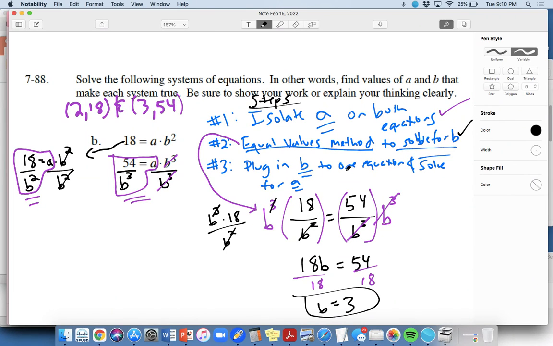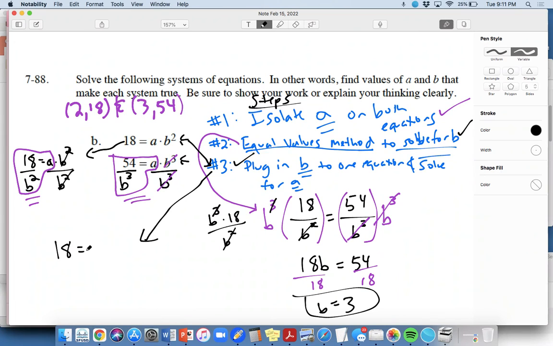Now I need to plug in b to one equation and solve for a. Well, I could do that either on the top equation or on the bottom equation. Which one's going to be easier? Well, I have a smaller exponent up here, so my guess is that this is going to be a simpler equation to use. So step number 3, let's go ahead and do it now. I'm going to bring it down here, plug in b to solve. I'm going to use this one up here.